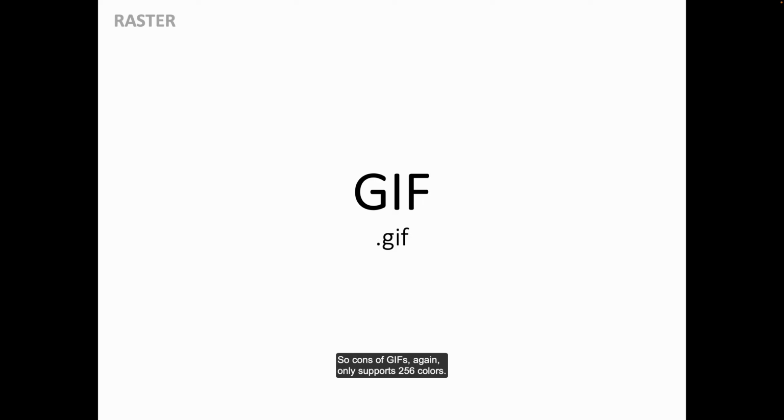Cons of GIFs, again, only supports 256 colors. It is the oldest format on the web, so it has existed since 1989. It's been around for a while and really hasn't been updated much since. So a lot of times, we might look at a different format instead of a GIF. You do not want to use a GIF for any kind of photographic image. It does not support continuous tone, and it does not support layers.